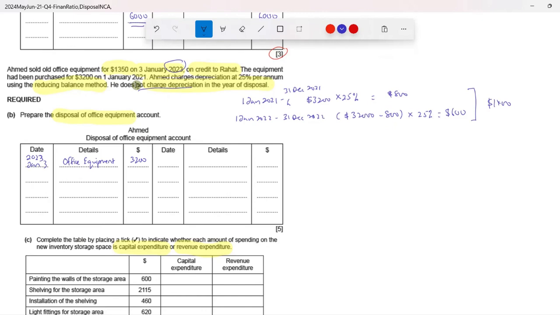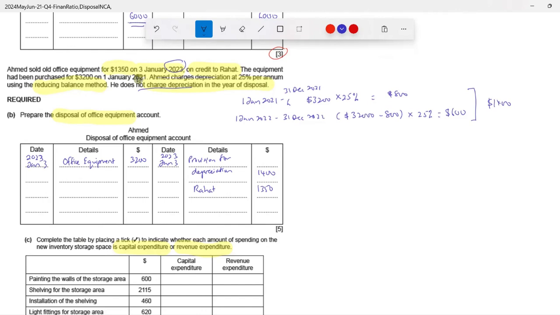Now that this asset has been disposed of, we will remove the depreciation by crediting the disposal account. So 2023, January 3rd, provision for depreciation of office equipment will be credited with 1,400, right? And Rahat has taken over this particular equipment at 1,350, but Rahat didn't pay through bank. Rahat is an accounts receivable. So we'll take note of Rahat here, 1,350.